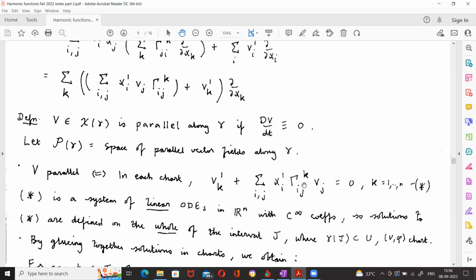So what is the point? For linear ODEs in Rn, we know that solutions are actually defined for all time. As long as the coefficients are defined, the solutions exist, right? This is something special to linear ODEs, right?